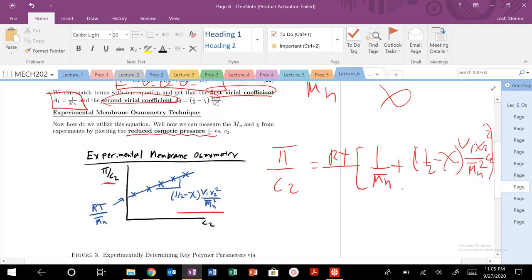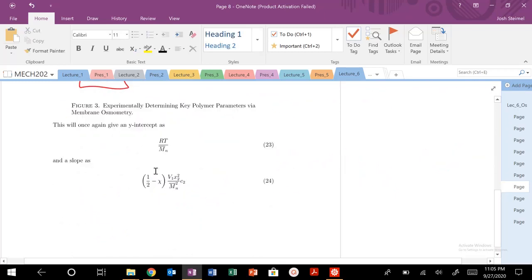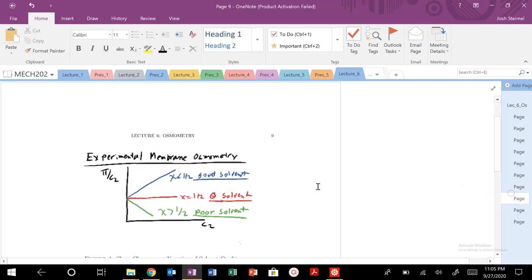Our y-intercept is just going to be this. Our slope is going to be this. And this is the powerful expression that we have to analyze the data here. So y-intercept, slope. Again, we could measure our molecular mass, the number average molecular mass. We could also get this information, but the key parameter for the slope is this expression right here. So let's look at some different scenarios.